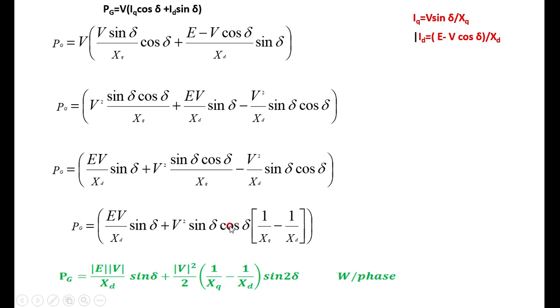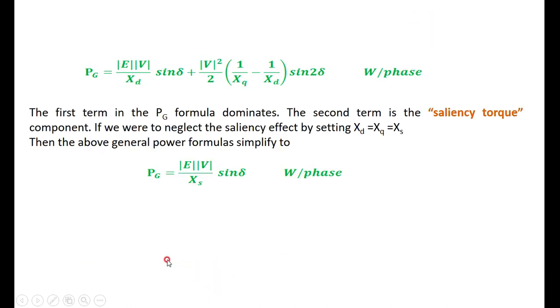Sin delta cos delta can be written as sin 2 delta by 2. Therefore, I am replacing it with sin 2 delta by 2. This V square is as it is. Then it is 1 by XQ minus 1 by XT. This is the power angle equation of the alternator in the salient pole type. In the salient pole type, the same thing is written here. It is the per phase value.